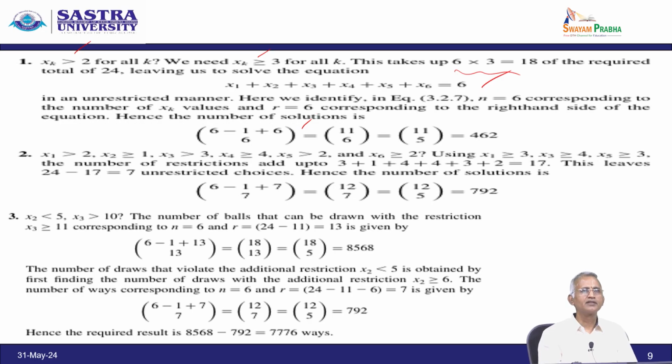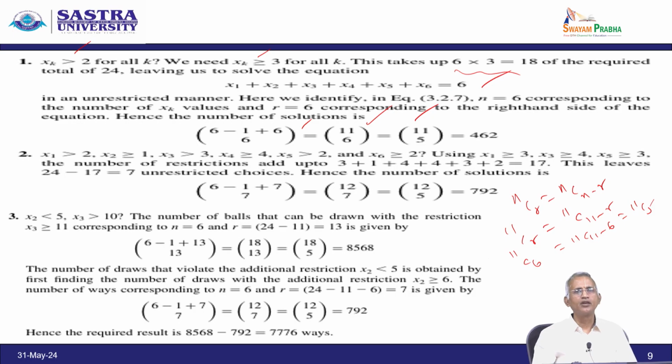So, 6 plus 6 is 12, 12 minus 1 is 11, 11 C 6, and 11 C 6 is equivalent to, see, 11 C r equal to 11 C 11 minus r. So, r equal to 6, therefore, 11 C 11 minus 6 equal to 11 C 5 will come. So, therefore, 11 C 6 and 11 C 5 are equal.